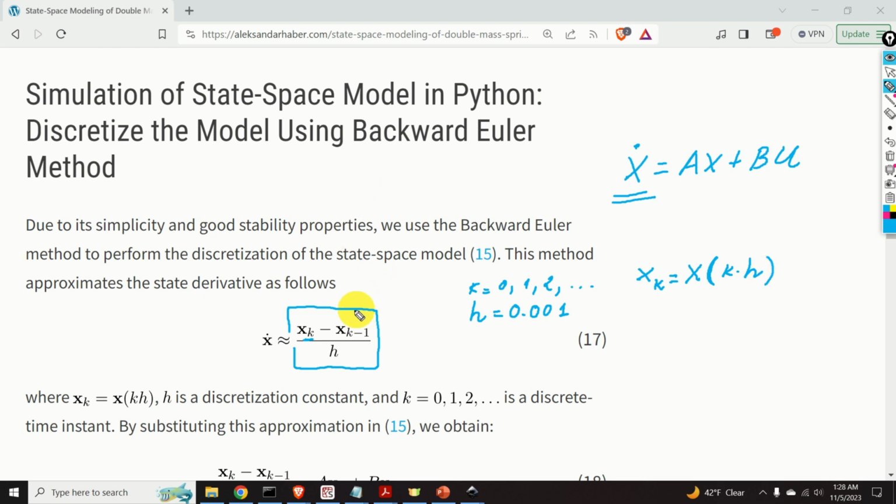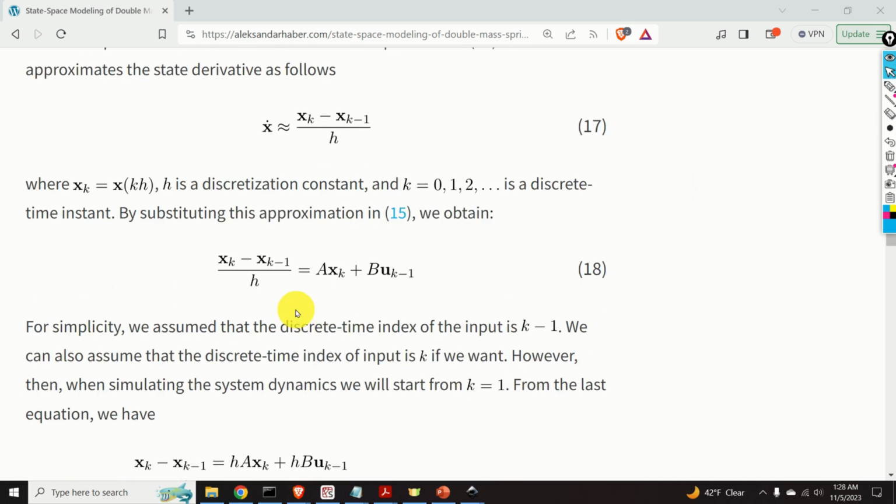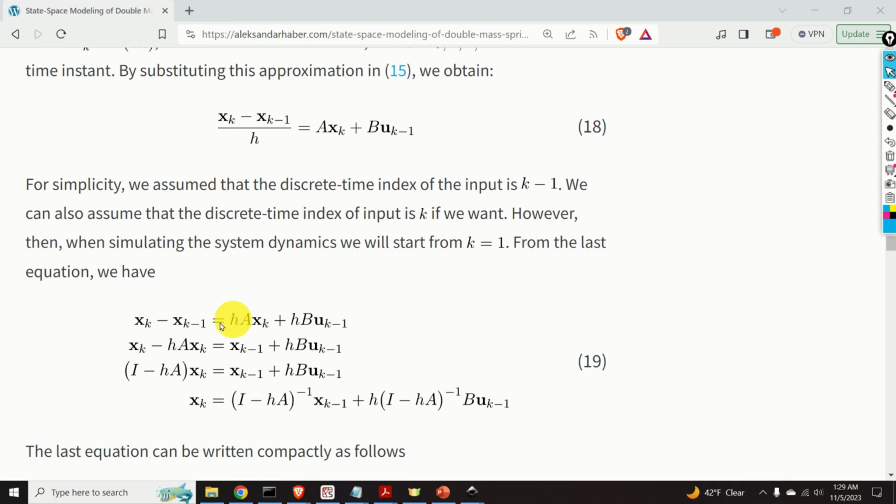Then, what do we do next? We approximate this x dot over here, that is, we substitute x dot by this variable, and as the result, we actually obtain the equation shown over here. What did we do over here? We substituted x dot, and we simply took the right hand side, and instead of x, we placed xk, and over here, instead of u, we placed u k minus 1. For simplicity, we assume that the discrete time index of the input is k minus 1. However, we can also assume that the discrete time index of the input is k, if we want. However, then, when simulating the system dynamics, we will have to start from k equal to 1, and that's inconvenient for me.